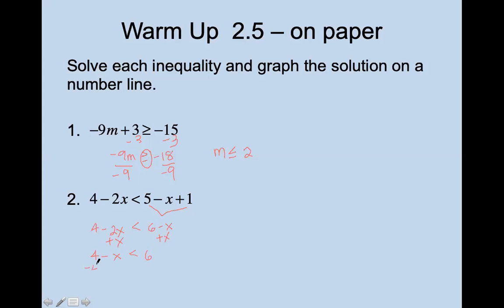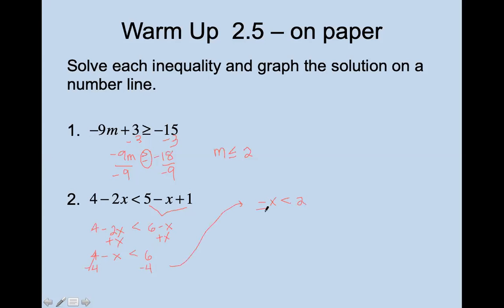So I'm going to subtract 4, which will give me all my constants on the right side. I'm going to move over here because I'm running out of room. So now I have negative x is less than 6 minus 4, which is 2.